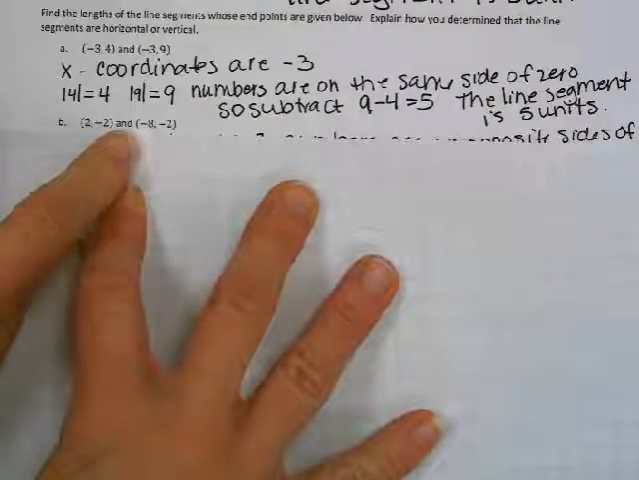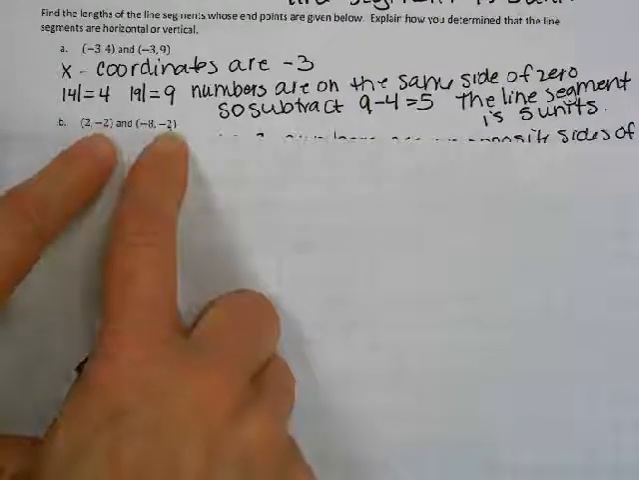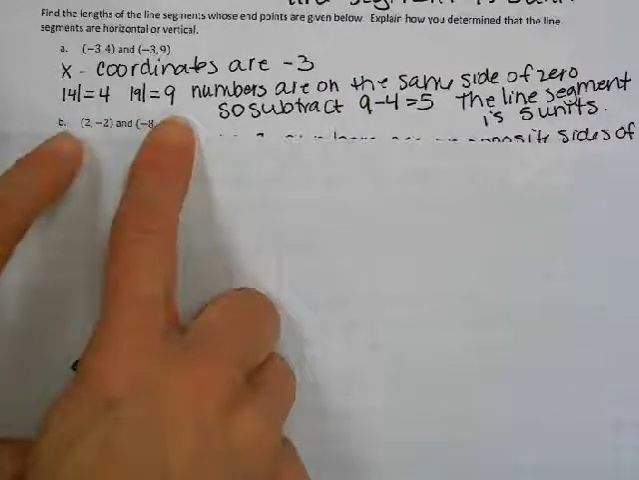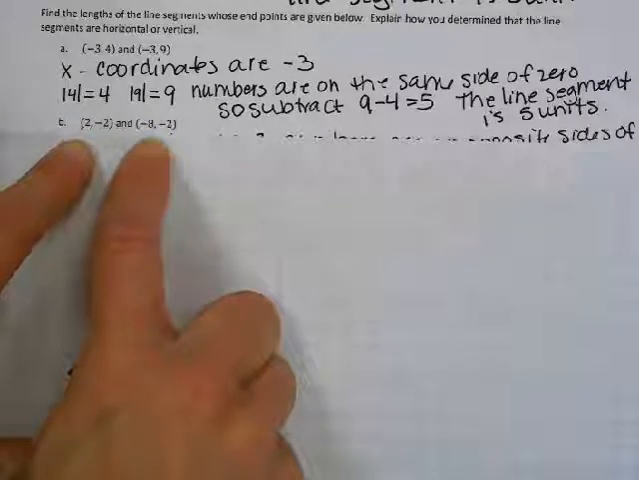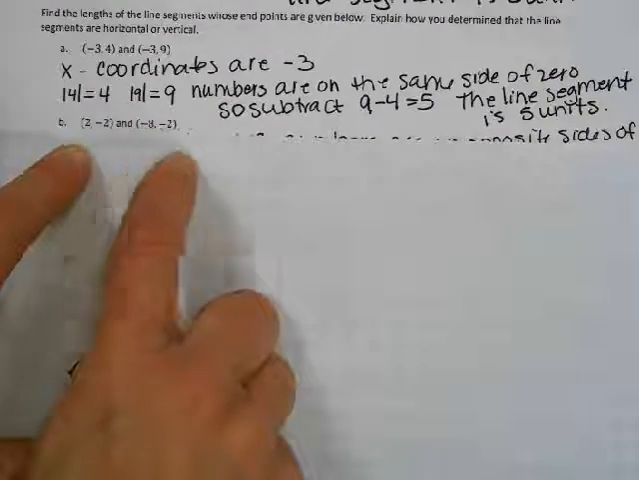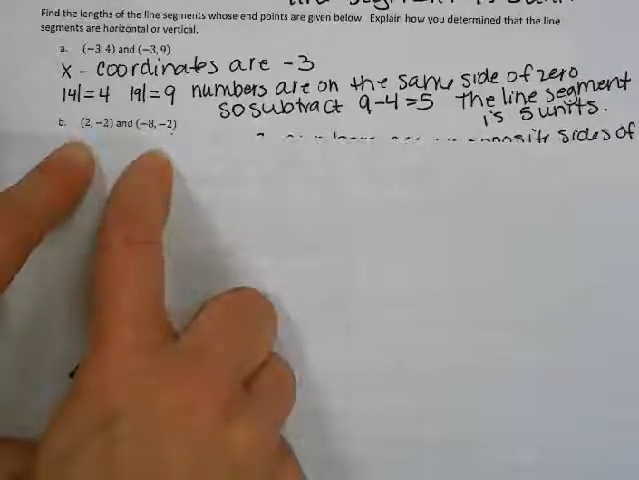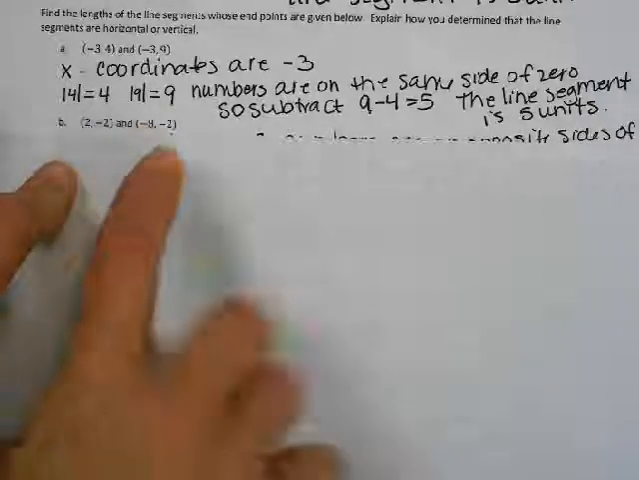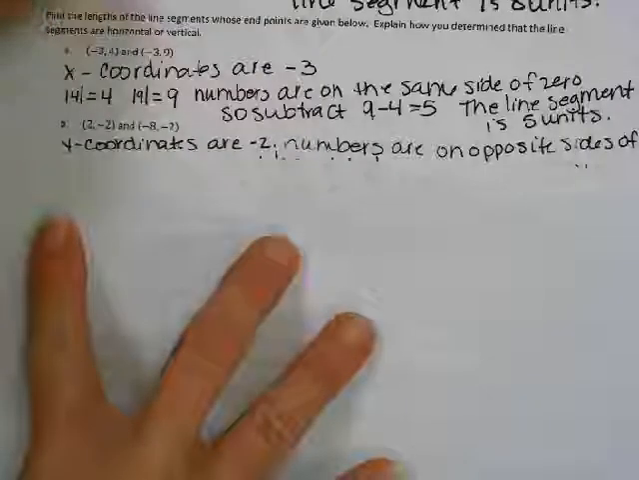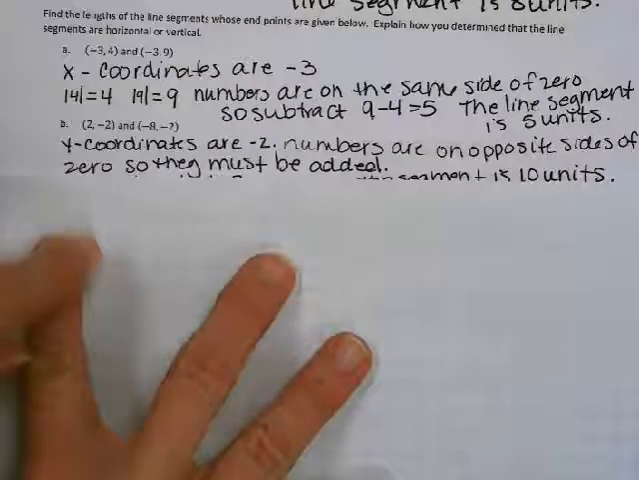B: (2, -2) and (-8, -2). Here we notice that our y-coordinates are the same, -2, -2. Our x-coordinates are opposites. We have a +2 and a -8. Are those going to sit on the same side of 0 or the opposite side of 0? Hopefully you were thinking the opposite side of 0, because this is a +2 and a -8. So y-coordinates are -2.